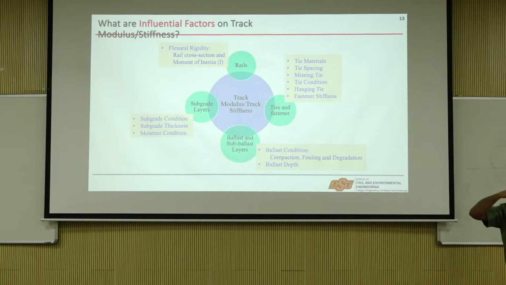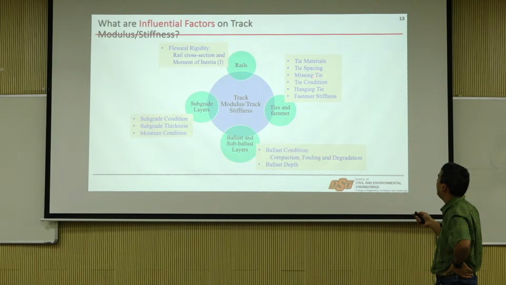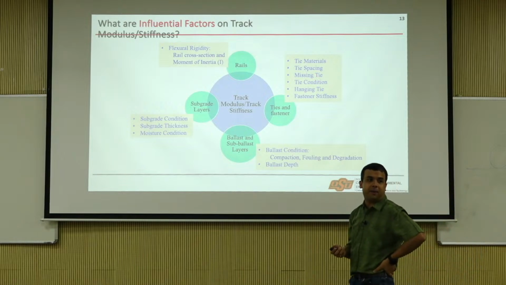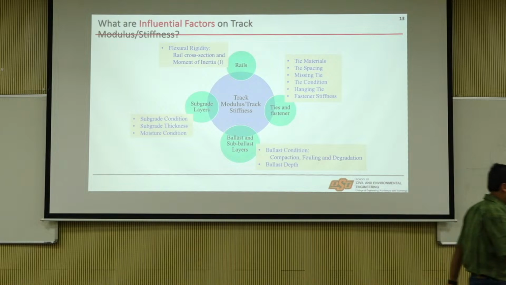Tie spacing: depending on how far the ties are, the interaction between the rail and the tie is going to change, because a very closely spaced tie means the whole system is very stiff, right? So tie spacing, missing tie, which is basically another way to represent tie spacing. Tie condition: if they are degraded, they are not as good in bending stiffness.